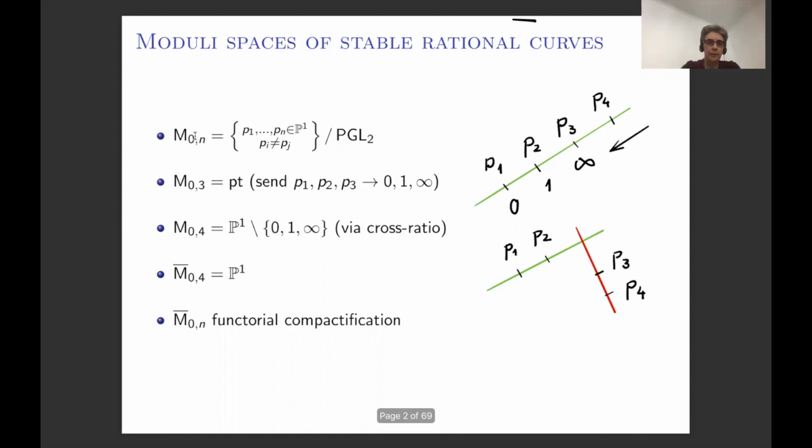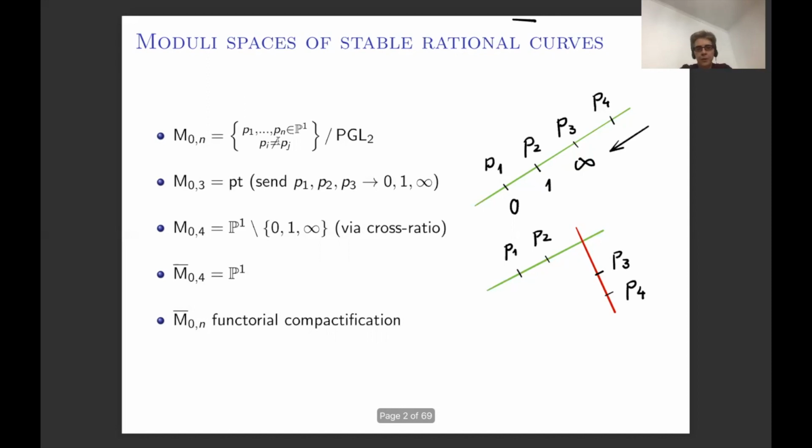And so what I call the configuration space M0n is the set of n distinct labeled points on P1, taken up to automorphisms. So I identify two n-tuples if there is an element of PGL2, an automorphism of P1, that takes the first point to the first point, the second point to the second point, and so on. If n is equal to 3, this is just a point, because we can identify the 3 points with 0, 1, and infinity using an element of PGL2.